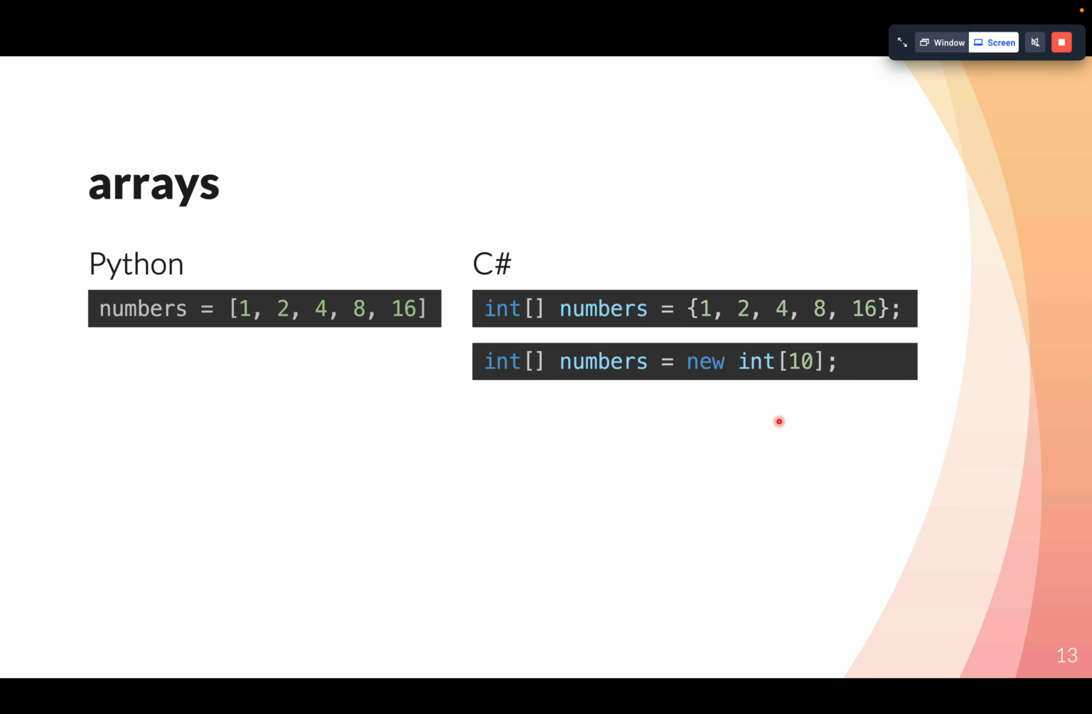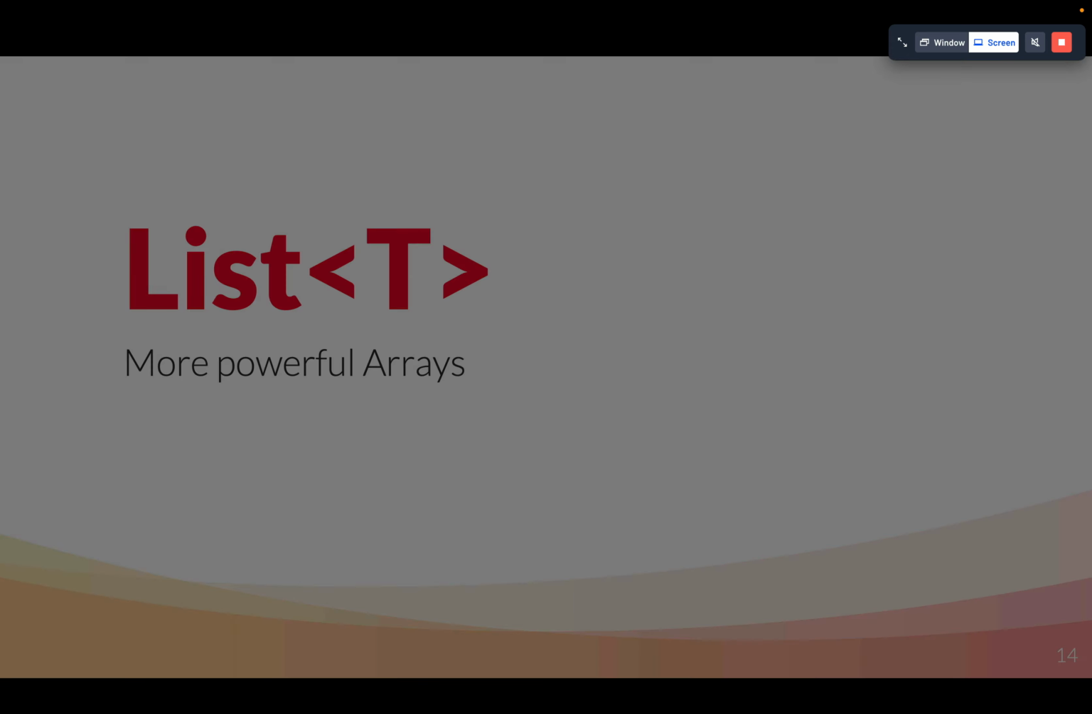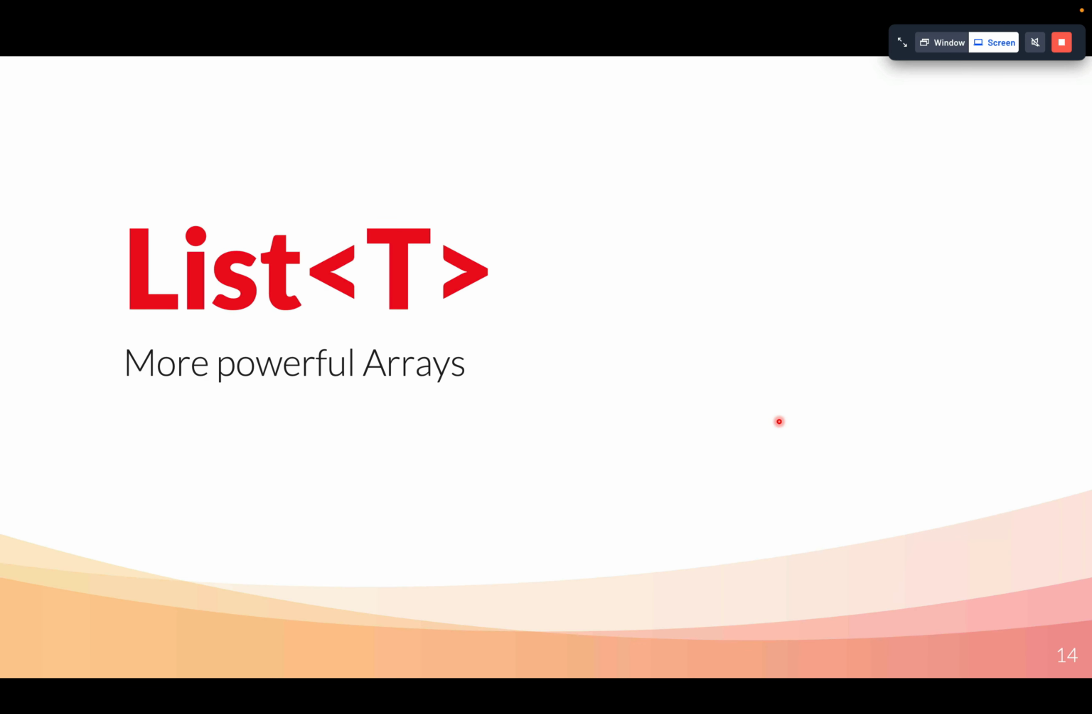Since it's in a chunk, though, we might not be able to add a new thing at the end, because what if there's some other variable here in memory? Well, we can't grow into that because that's going to overlap with some other memory. That's not okay. So when we need to have dynamic lists, we use the list.